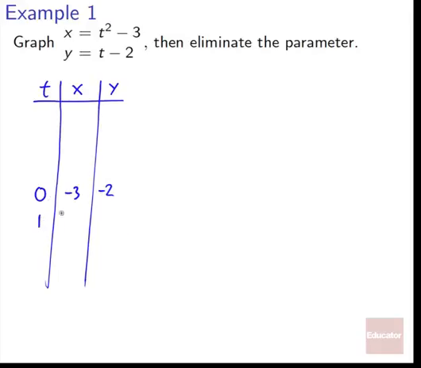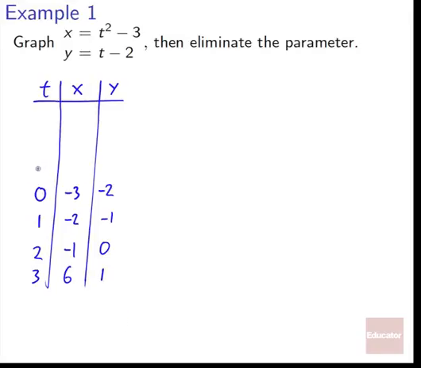If we plug in positive 1 into x, that gets us 1 squared minus 3, so that'll be negative 2. Plugging 1 into y, that's 1 minus 2, negative 1. For 2, 2 squared minus 3, 4 minus 3, negative 1. 2 minus 2, 0. 3 squared minus 3, 9 minus 3, positive 6. 3 minus 2, positive 1.